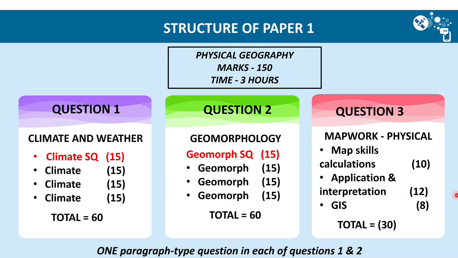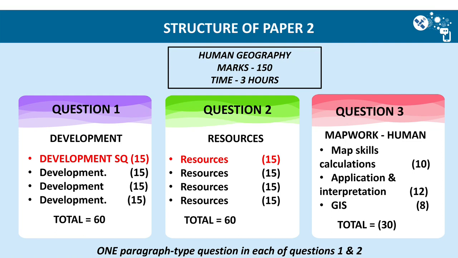And that's the structure of paper 1. When you get to your paper 2, it is very, very similar, except that now we are looking at the human geography component. Once again, the paper is worth 150 marks, and once again, you have 3 hours in which to complete the paper.